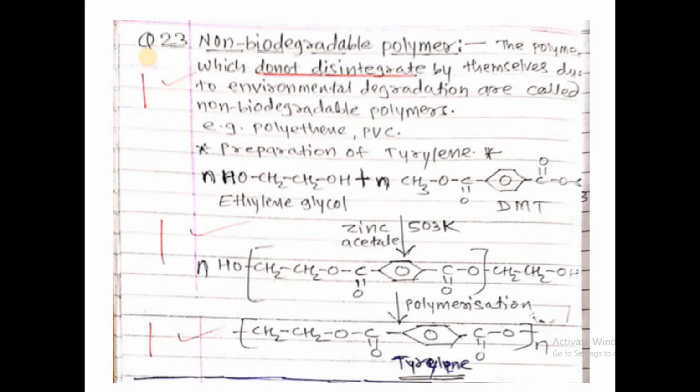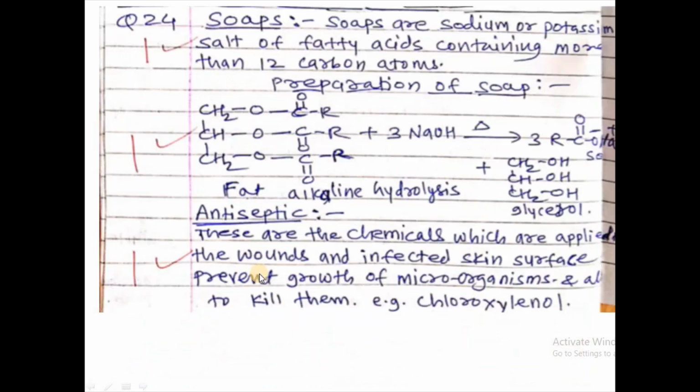And for preparation of terylene, there is a reaction between ethylene glycol and dimethyl terephthalate. By the reaction between these two, terylene is formed. It is a polyester because it contains ester linkage, C double bond O linkage. We have to write 2 steps, 1 step for 1 mark for each step.